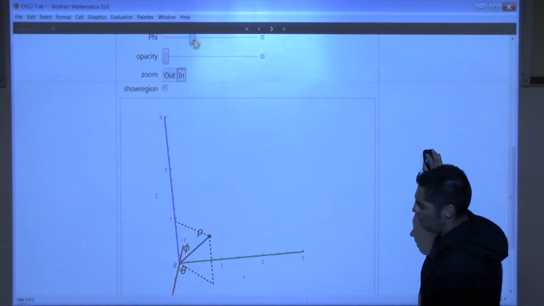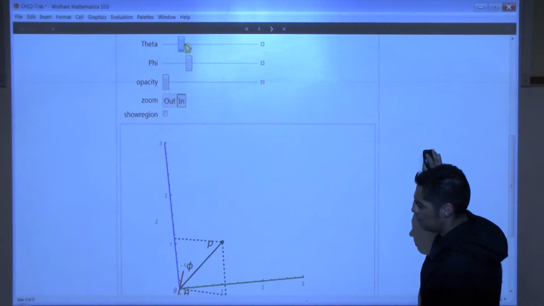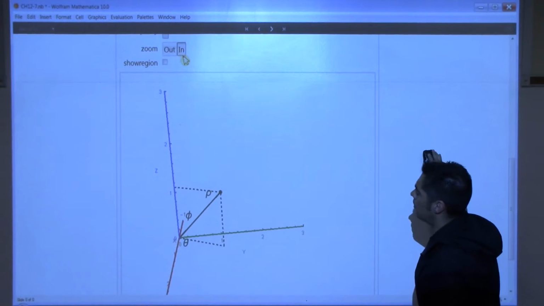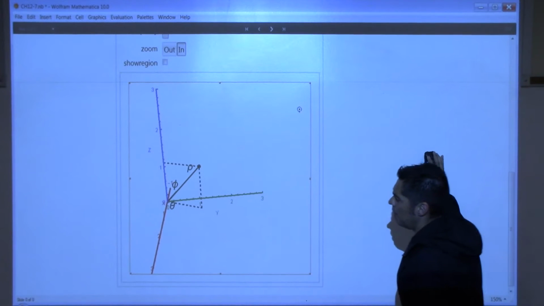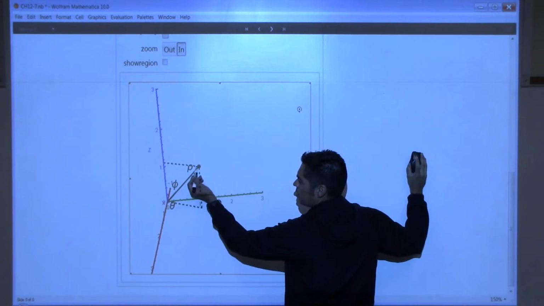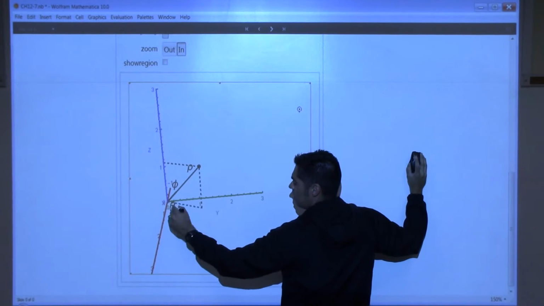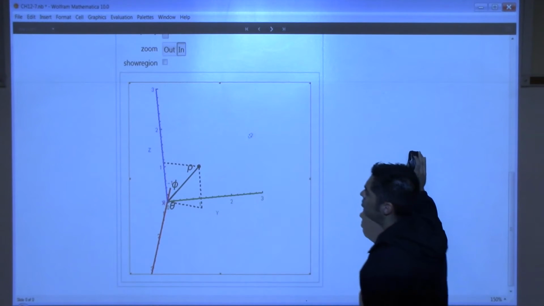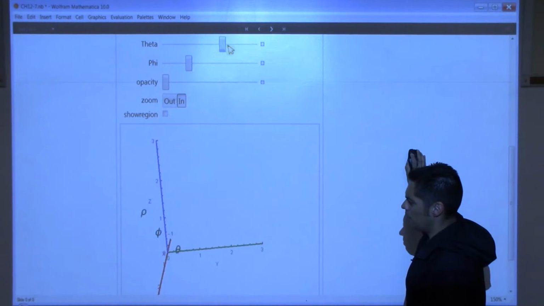So there's my phi changing, and then there's my theta changing. If you can imagine right now, if I just take this point, remember rho is the distance from the origin to the point. If I just take this point and I start letting theta change and make theta go from 0 to 2 pi, then what's going to happen is I'm going to swing all the way around.